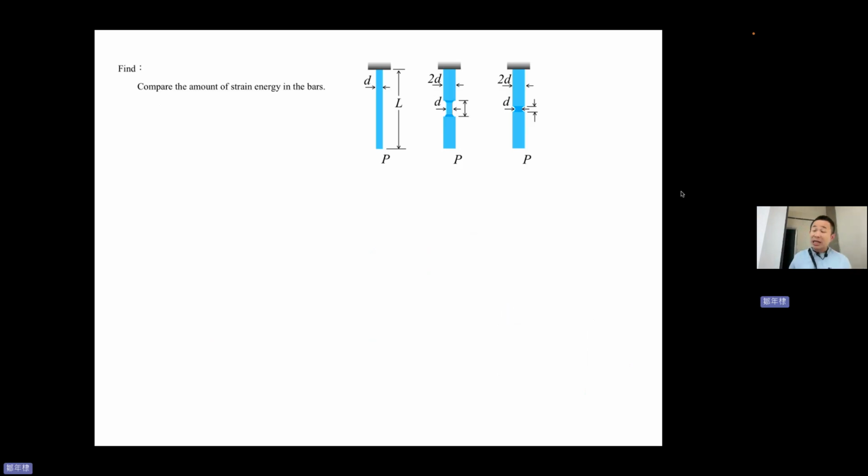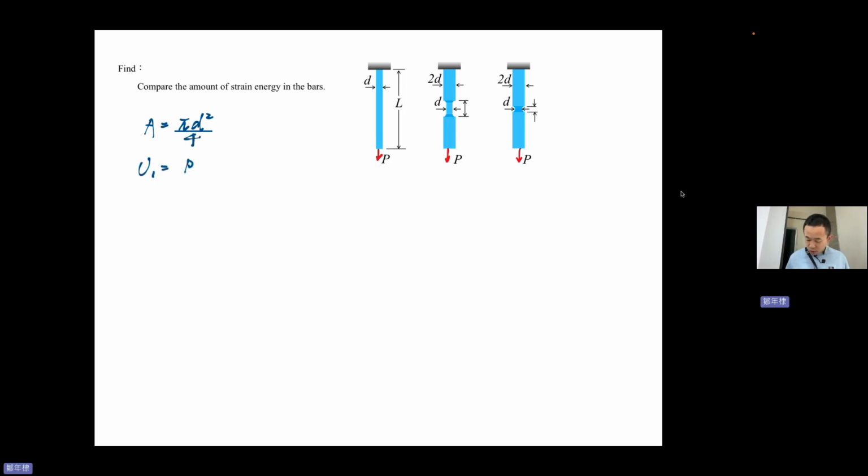If we have 3 bars, the bars have different designs. You have the prismatic bar and the bar with thicker head and tail. And even longer head and longer tail is thicker, okay, fatter. Okay, so let's determine under the same force P, we want to see the strain energy stored inside. So the area here equals pi d squared divided by 4.